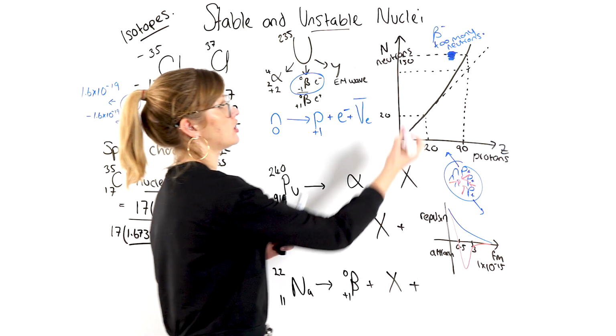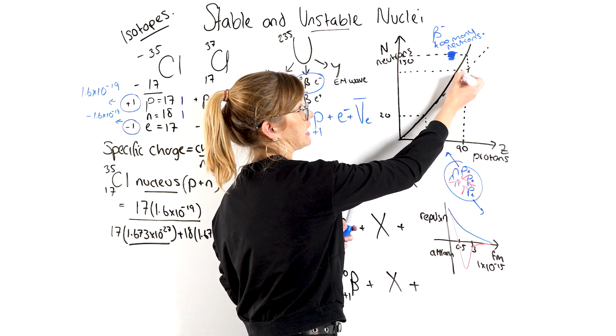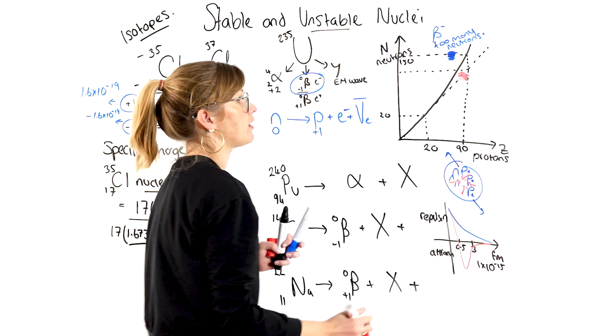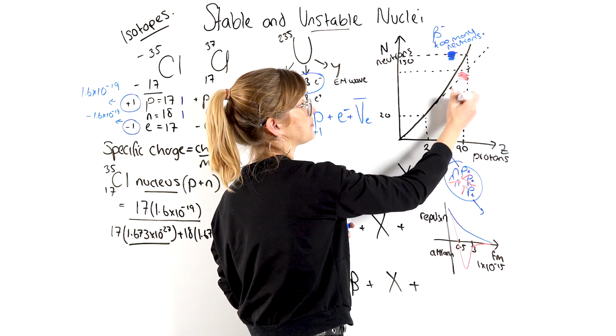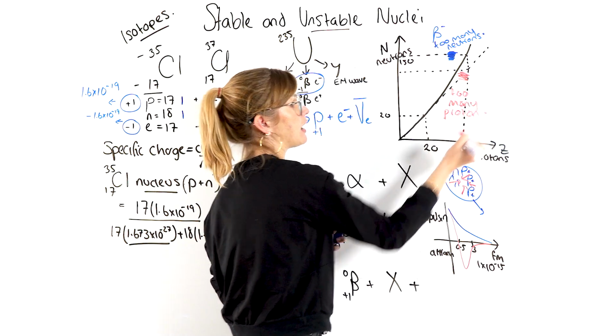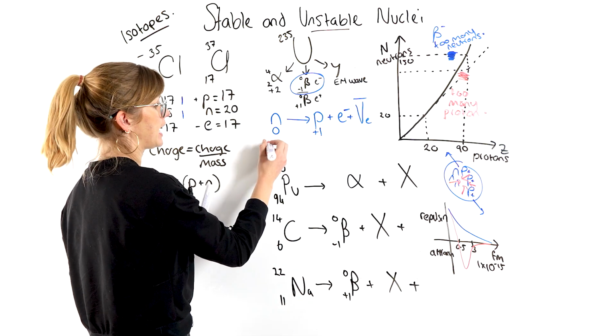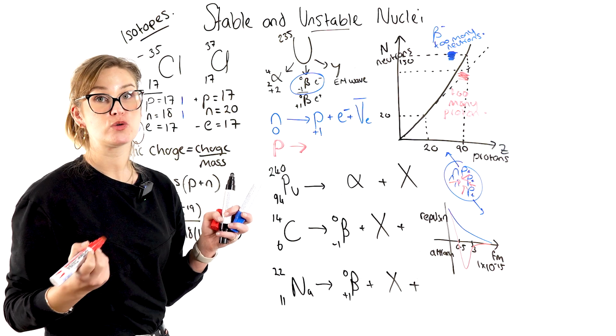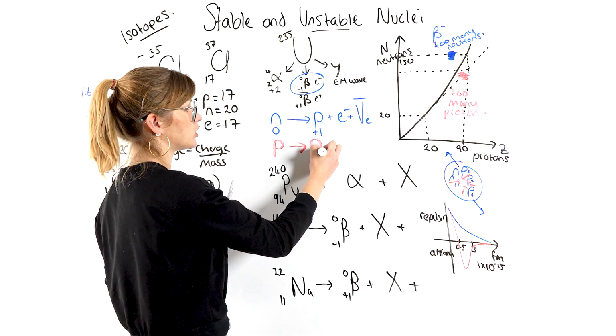Okay, if our atom falls on this side of the stability line, clearly the problem is that we have too many protons. So if I've got too many protons, what's going to happen to my protons? If there's too many protons, I want to get rid of a proton. So what's going to happen is my proton has to change into something. In this one, my proton can only decay into my neutron.